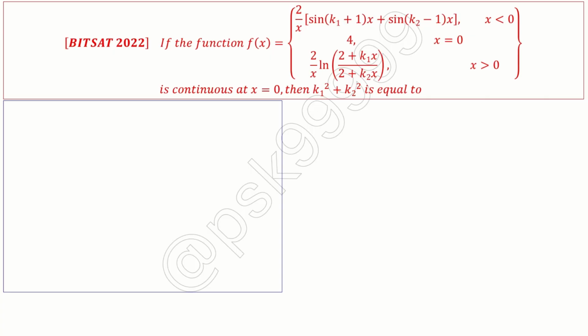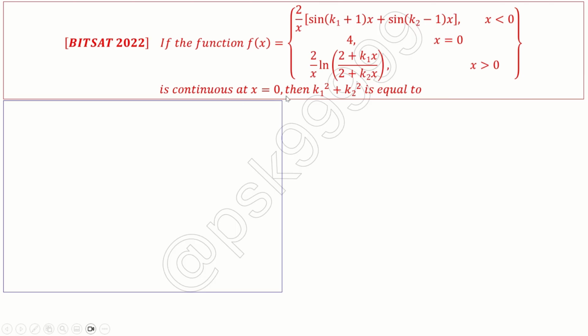A function f of x is defined as given here for x less than 0, x equal to 0, and x greater than 0. It is mentioned that it is continuous at x equal to 0, then what is the value of k1 square plus k2 square? We have solved several of such problems actually. All these problems are very simple.